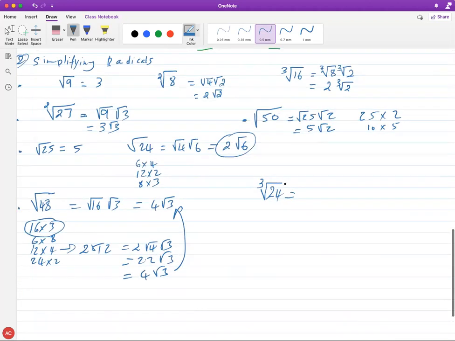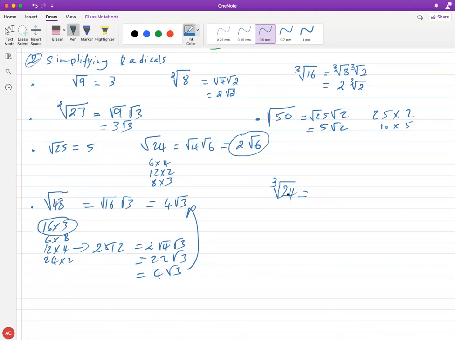Was that simplification only for cubes, or cubes and squares, right? It's for any index. Okay, so now we don't know the cube root of 24. We only know the first few: 1, 8, 27, 64, 125. So now we're going to try to break this down. What is the best combination to use here? 8 and 3. You might be thinking about 12 and 2, or 6 and 4.